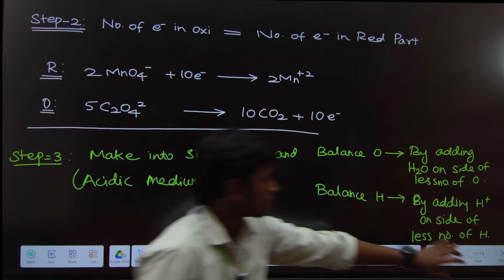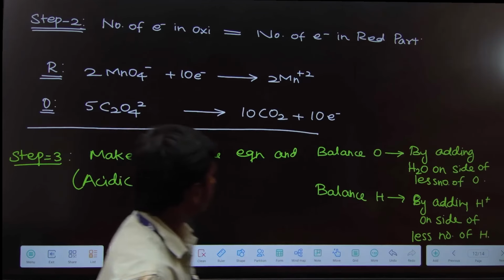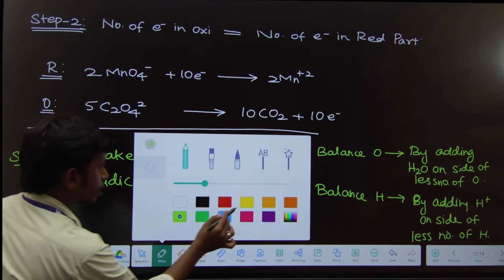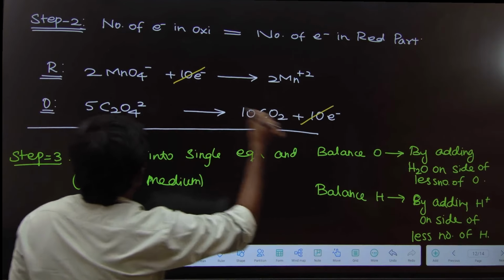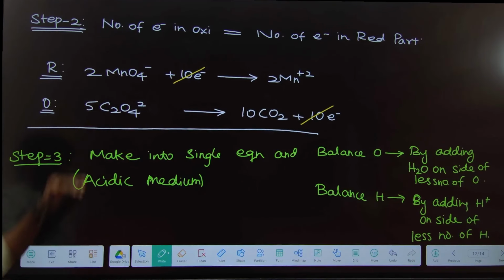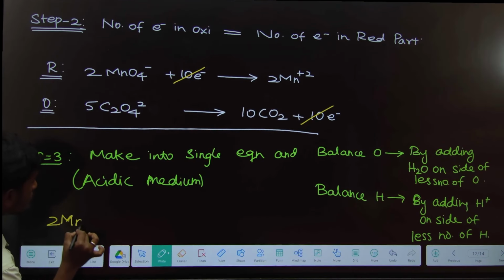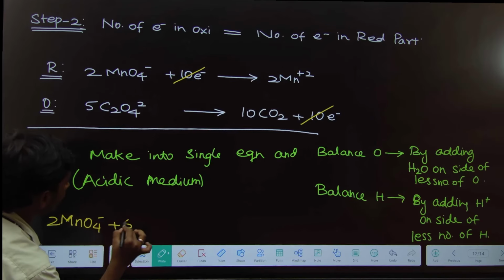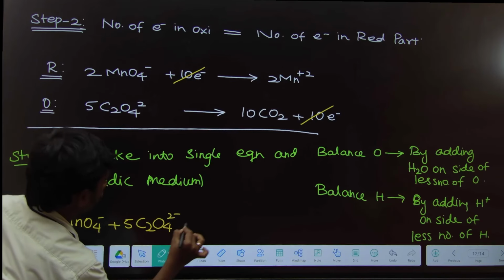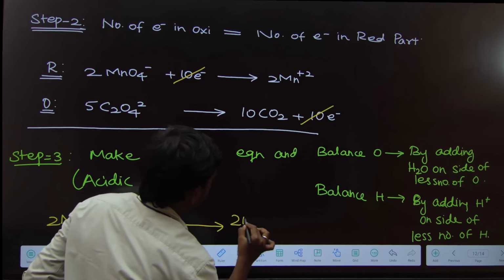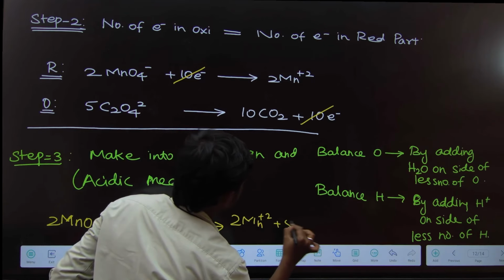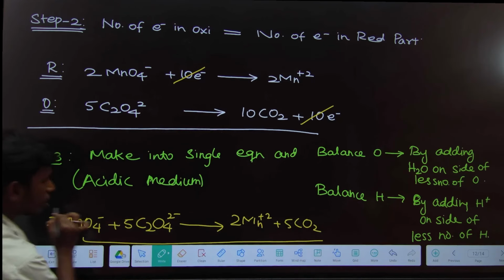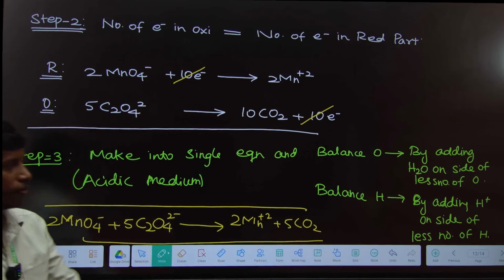Okay, so we are doing the same. First we balance this. How are we balancing? The 10 electrons are common, and we are making it into a single equation. So what is the reaction? 2MnO4 minus plus 5C2O4 2 minus gives 2Mn2 plus and 10CO2, which gives the complete equation. Okay, so what do I get?